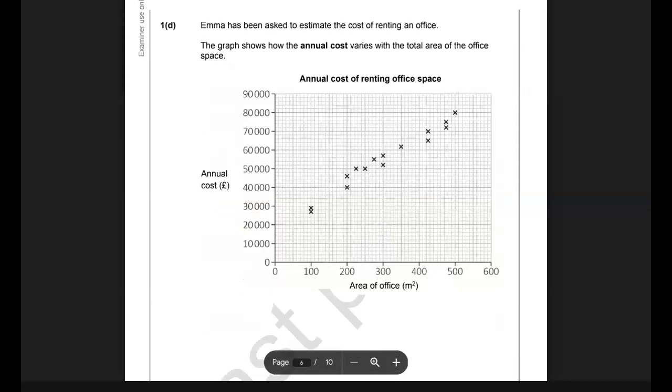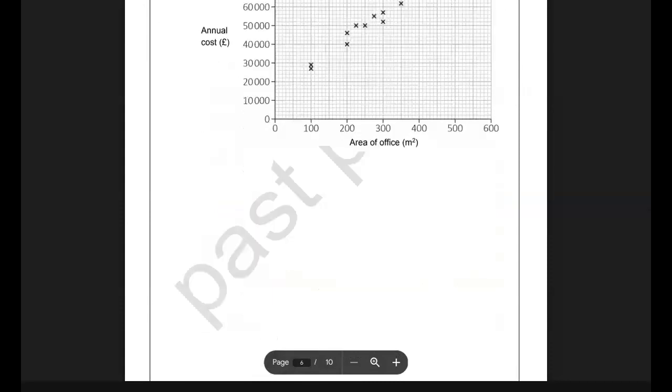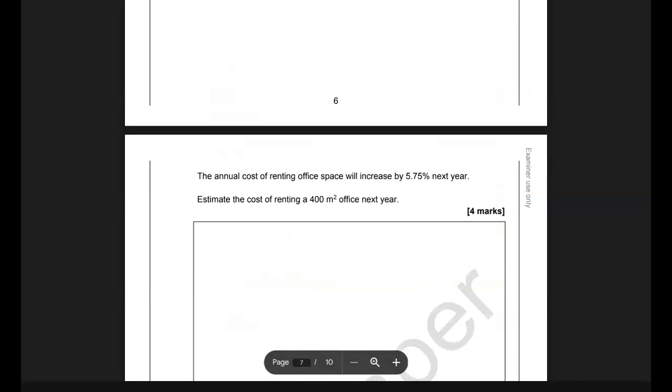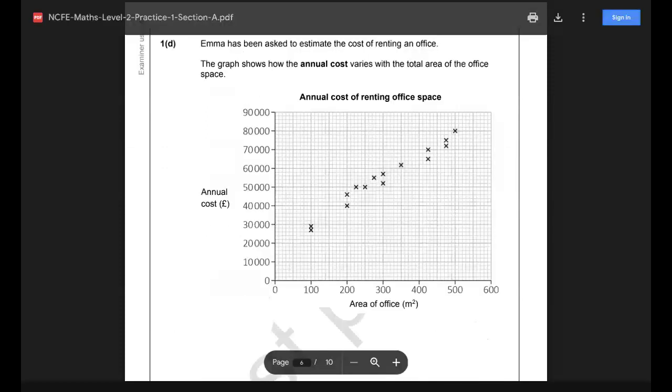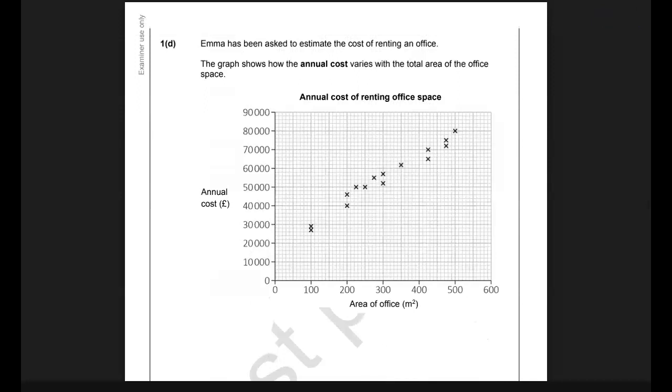So Ima has been asked to estimate the cost of renting an office. The graph shows how the annual cost varies with total area of the office. Now assume that the annual cost of renting office space will increase by 5.75% next year. Estimate the cost of renting a 400 meters squared office next year. So you have to find out how much it is now, then find out the increase. So for 400 meters squared, you have to draw a line of best fit. So you draw a line of best fit, so there's going to be a range of answers for this one.